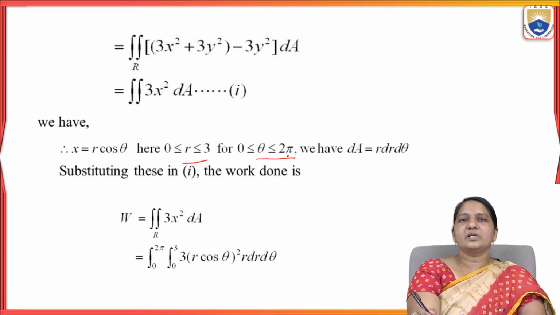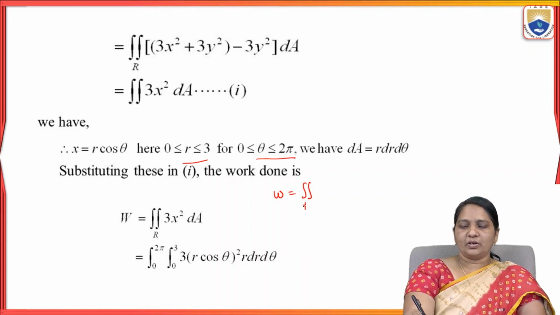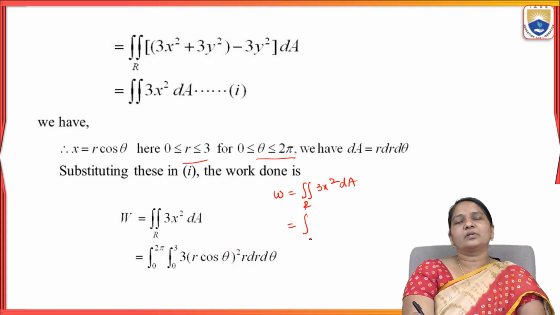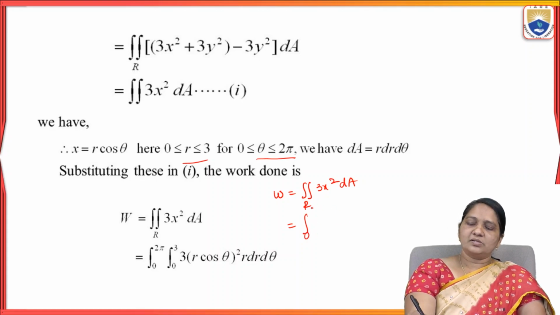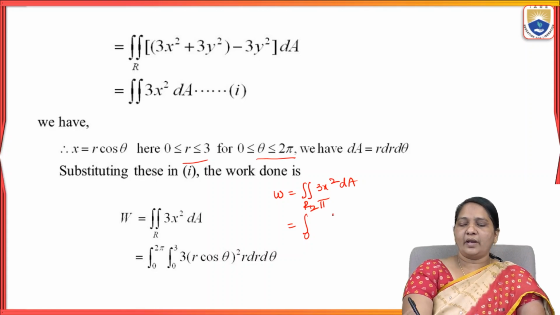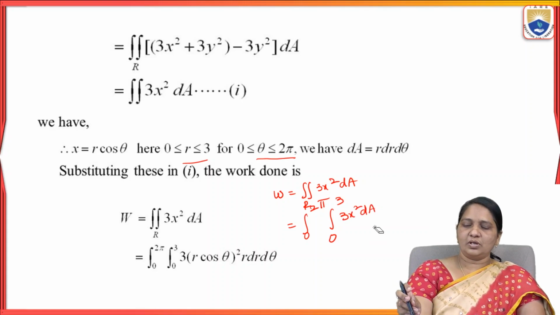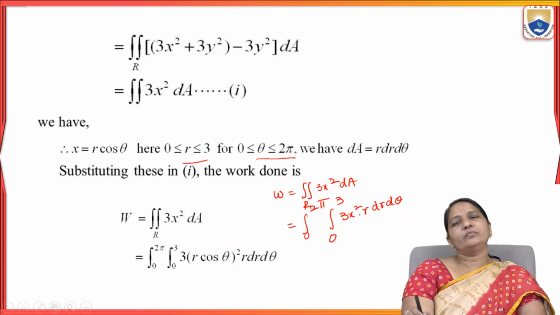So now by using these limits, we are going to evaluate this integral. Work done equals the double integral over R of 3x square dA. So now we are going to use the r and theta limits: 0 to 2 pi for theta and 0 to 3 for r, with 3x square into dA. Here dA means we are replacing it with r dr d theta. All values we should convert in terms of r and theta.